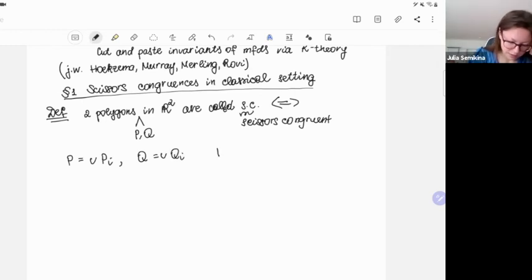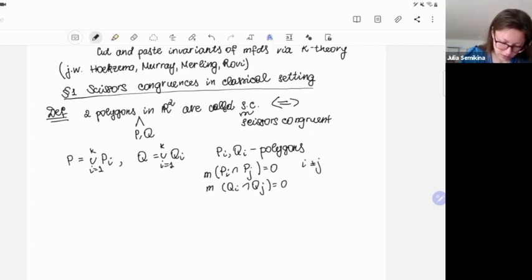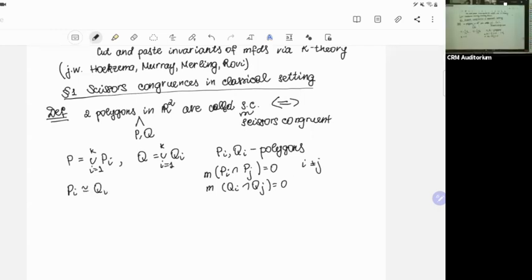So Q_i and P_i are also polygons. We say that we allow the intersections of P_i and P_j only on the boundary, so the measure of this is 0. The same for Q. And P_i should be congruent to Q_i.